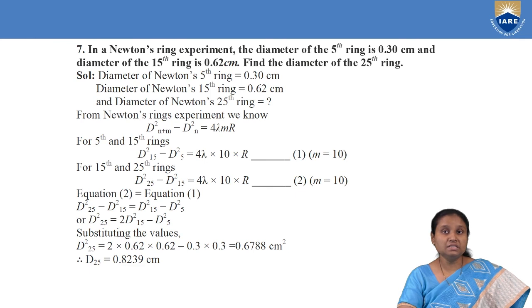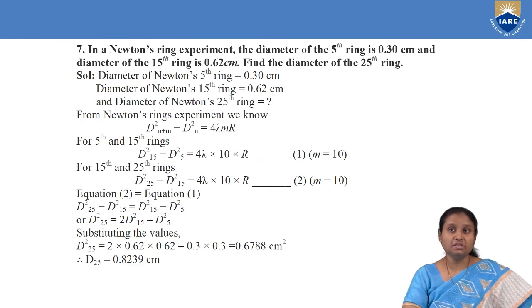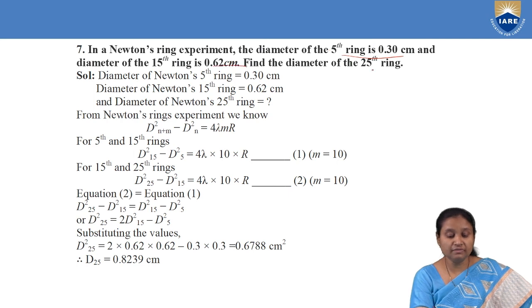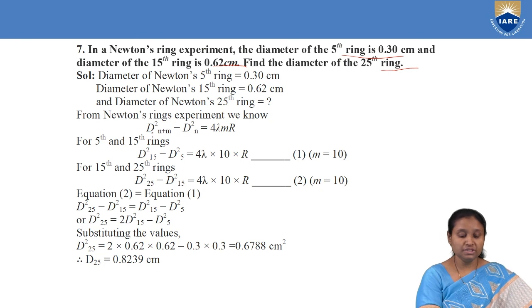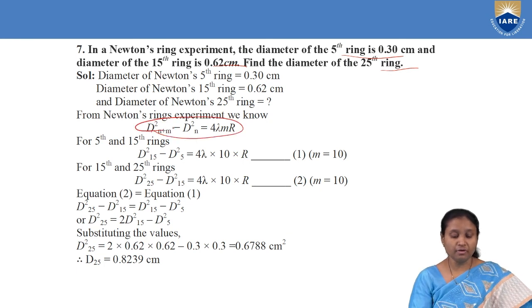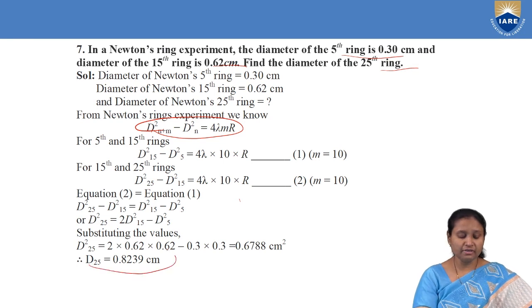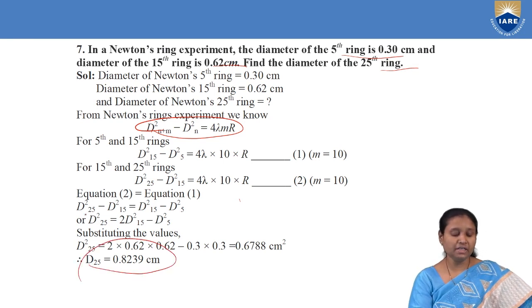Now coming to the last problem in the Newton's rings experiment. Here, of course, the 5th ring diameter is given, and the 15th ring is given. We need to find the 25th ring. I think we have already done this using this formula. First, using this formula, I calculated this value. And then from this, we have calculated the diameter of the 25th dark ring by taking the 25th and 15th ring.